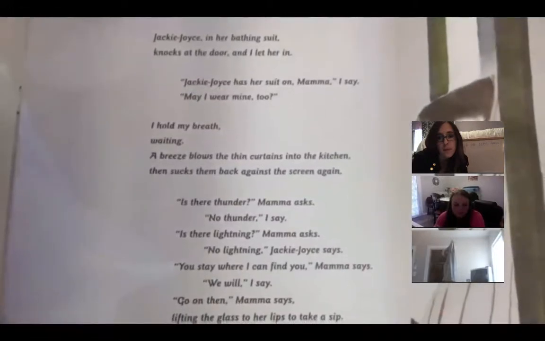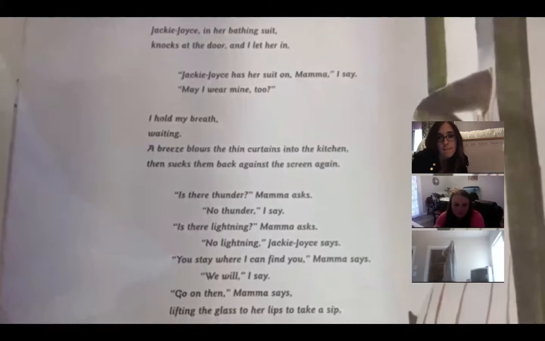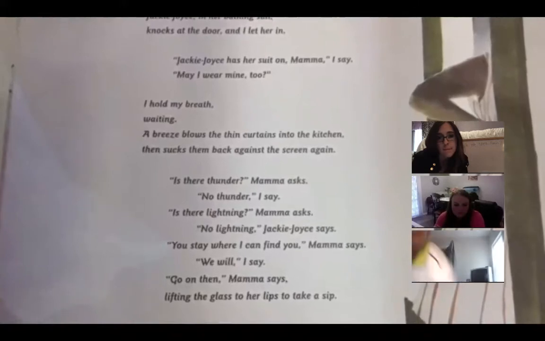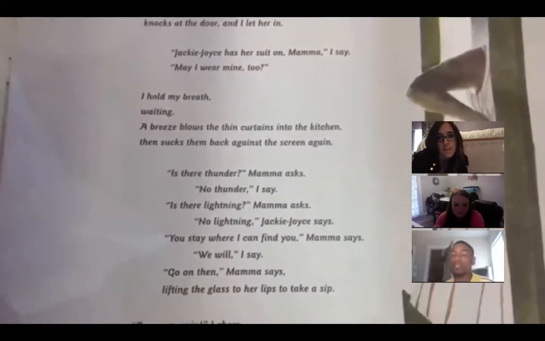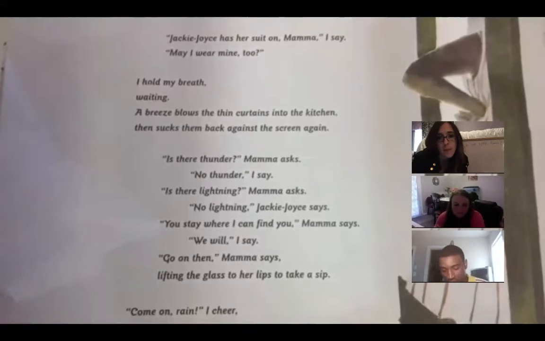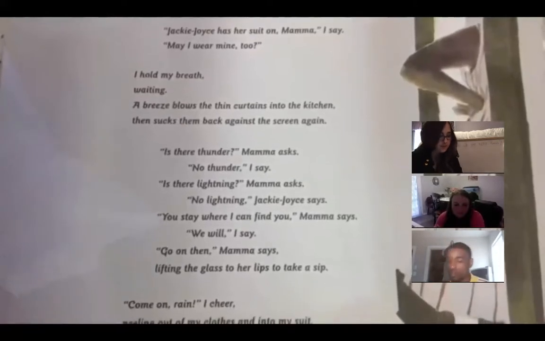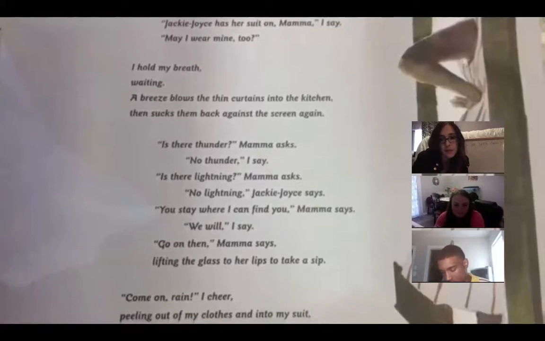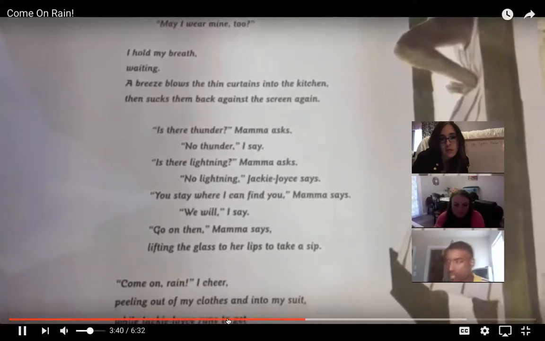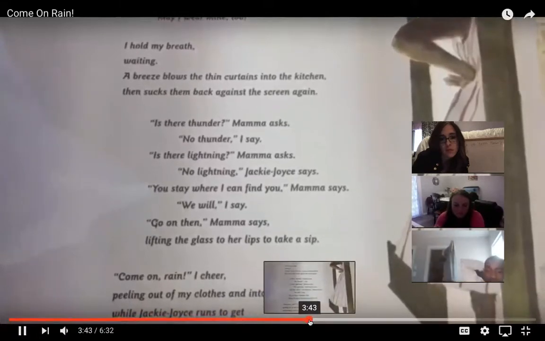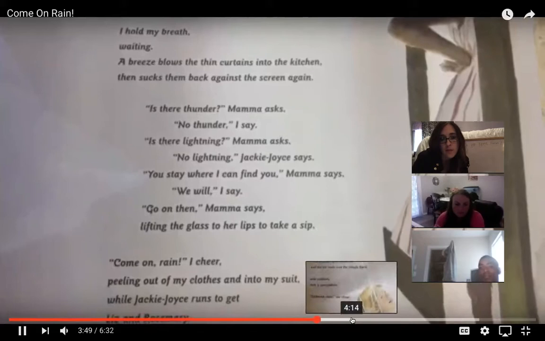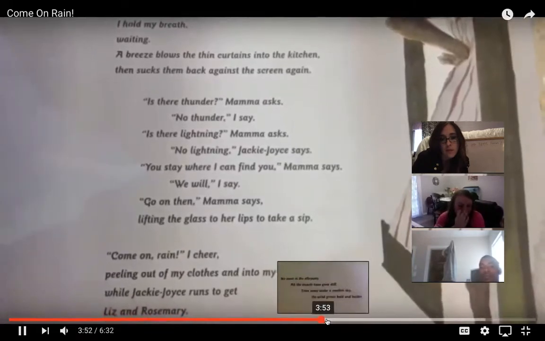Jackie Joyce, in her bathing suit, knocks at the door and I let her in. Jackie Joyce has her suit on, Mama, I say. May I wear mine too? I hold my breath, waiting. A breeze blows the thin curtains into the kitchen, then sucks them back against the screen again. Is there thunder? Mama asks. No thunder, I say. Is there lightning? Mama asks. No lightning, Jackie Joyce says. You stay where I can find you, Mama says. We will, I say. Go on, then, Mama says, lifting the glass to her lips to take a sip. Come on, Rain, I cheer, peeling off my clothes and into my suit, while Jackie Joyce runs to get Liz and Rosemary.